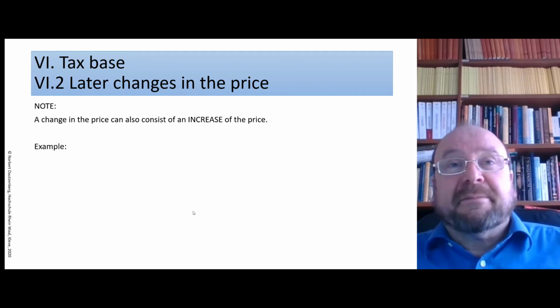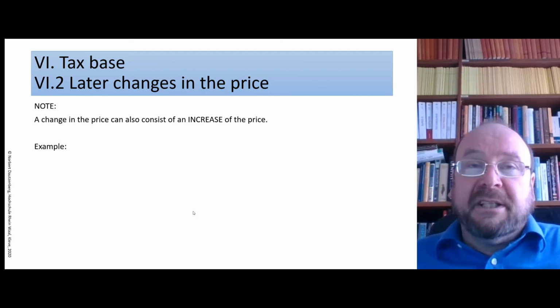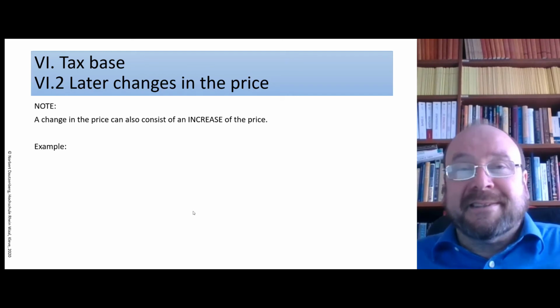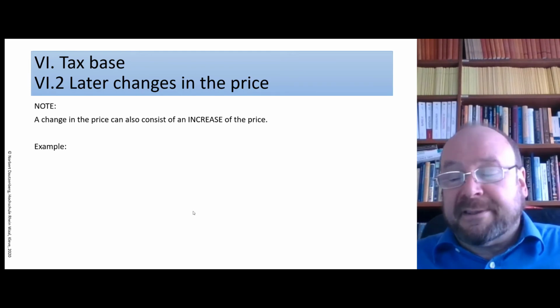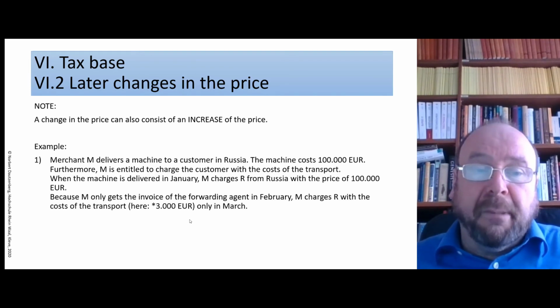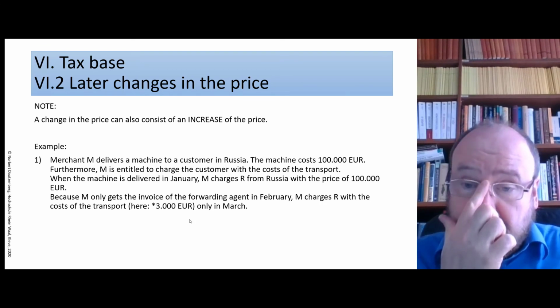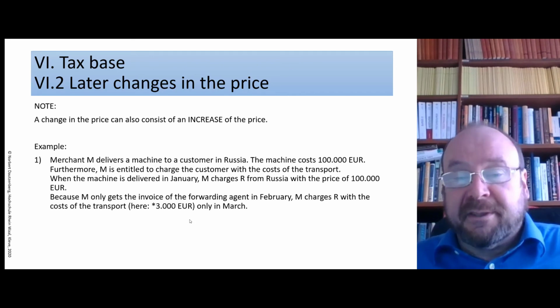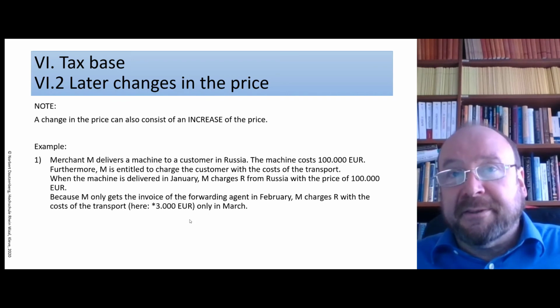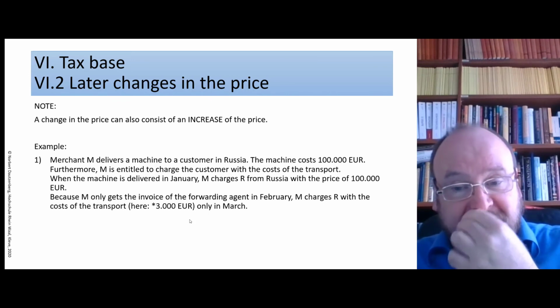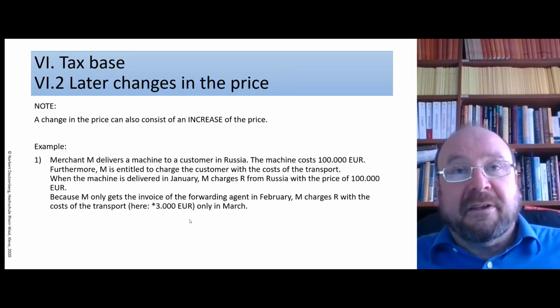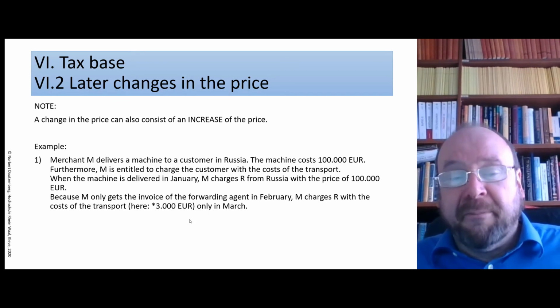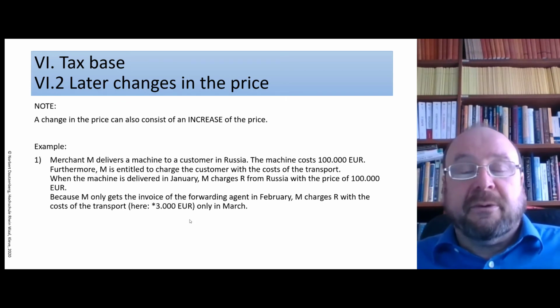A change in the price, that is something which you have already seen in the immediately previous example, can also consist in an increase of the price for various reasons. Imagine merchant M delivers a machine to a customer in Russia. Machine costs 100,000, and M is entitled to charge the customer with the cost of the transport. Now the machine is delivered in January. M charges to R from Russia the price of 100,000, which is immediately due under the contract. Now M only gets the invoice of the haulier in February, so he doesn't know the additional amount which he can claim from the Russian customer. So these additional 3,000 euro can only be claimed in March.